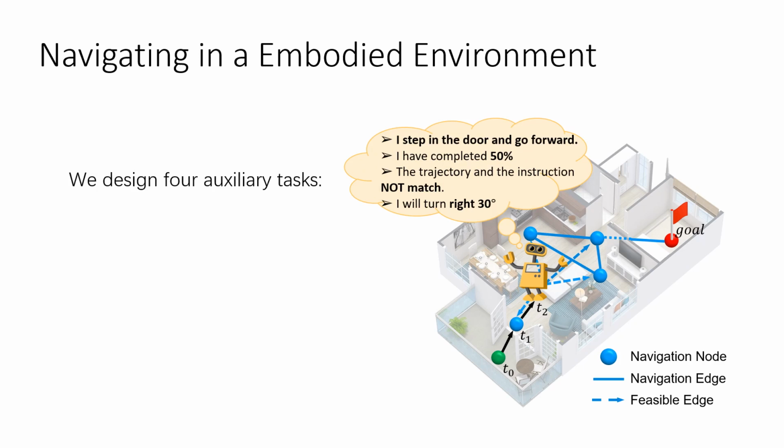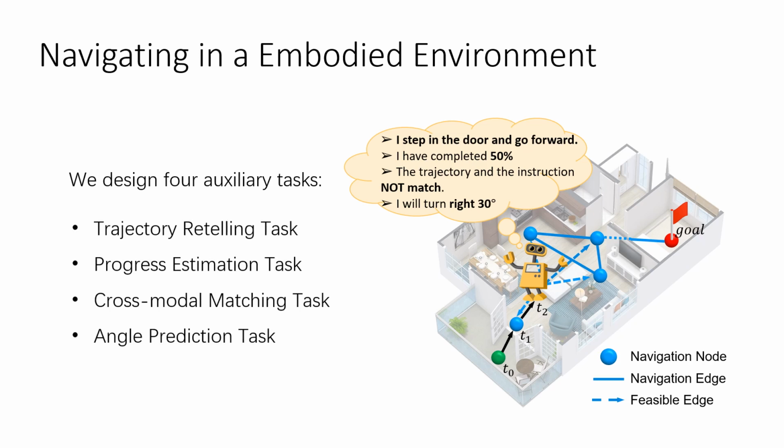Thus, we propose four auxiliary reasoning tasks for exploiting rich information in the navigation environment. A trajectory retelling task, which makes the agent explain its previous actions via natural language generation. A progress estimation task, to evaluate the percentage of the trajectory that the model has completed. A cross-modal matching task, which allows the agent to align the vision and the language encoding. An angle prediction task, to predict the angle by which the agent will turn next. On the right, there is an example of how a robot learns to reason about its current status.